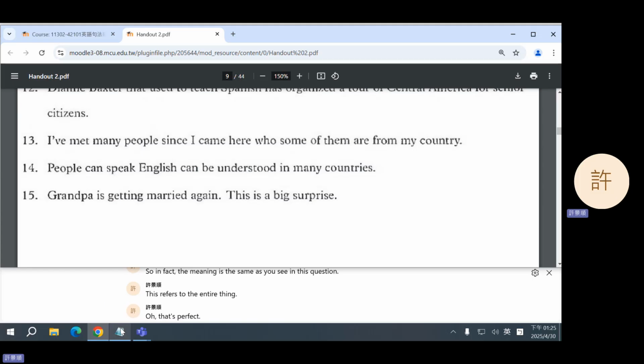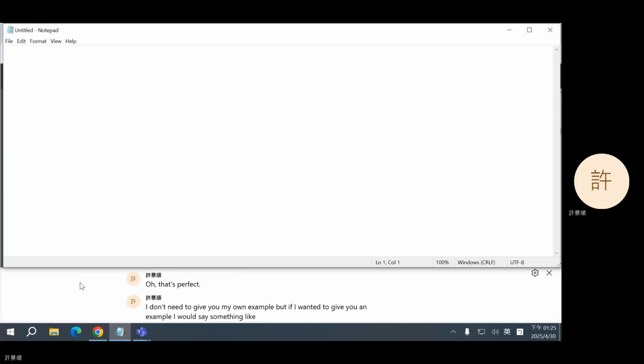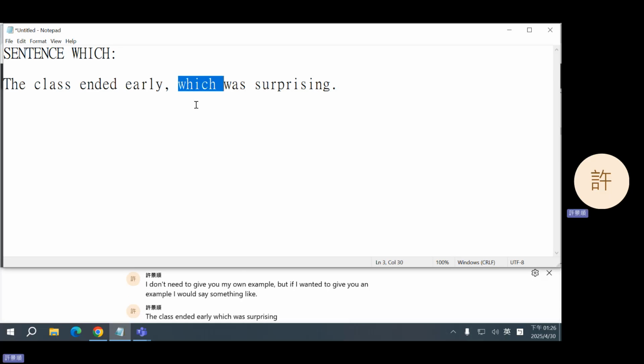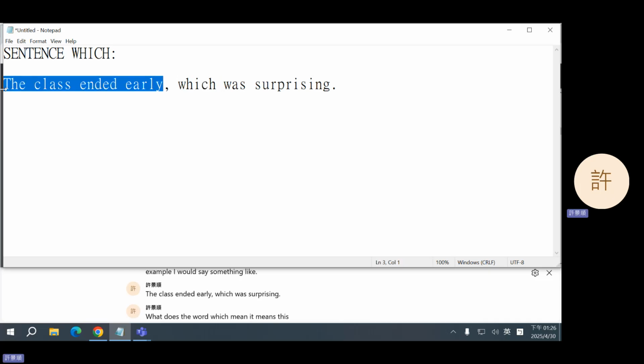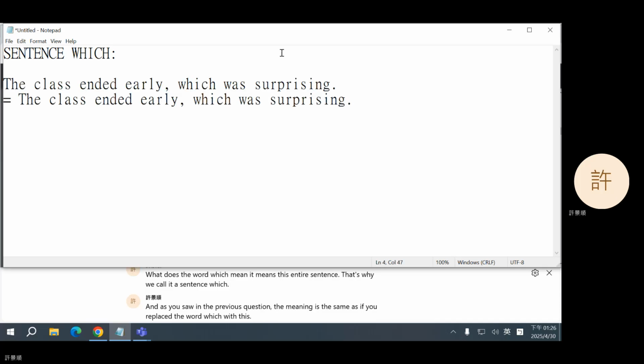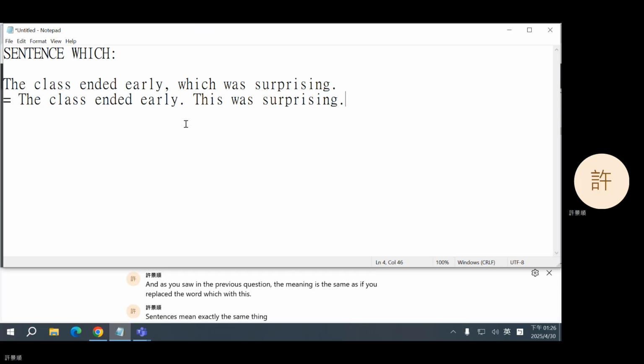Oh, that's perfect. I don't need to give you my own example. But if I wanted to give you an example, I would say something like, "the class ended early, which was surprising." What does the word "which" mean? It means this entire sentence. That's why we call it a sentence "which." And as you saw in the previous question, the meaning is the same as if you replaced the word "which" with this. These two sentences mean exactly the same thing. Okay, questions about this? This is today's first concept.